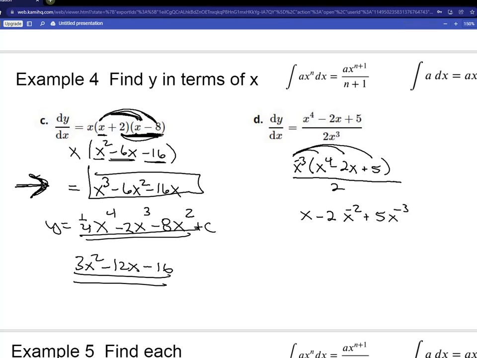Plus 5x to the negative third power. All right, now this is all being divided by 2. What am I going to do with that? Because what I want is individual terms.